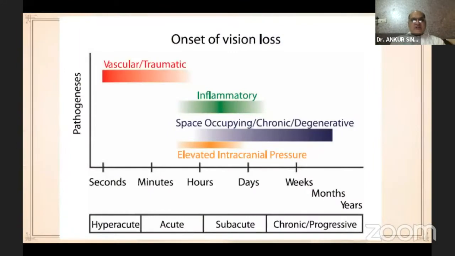The onset of vision loss is one of the most important hallmark symptoms in neuro-ophthalmology. How it sets in gives us a clue to the diagnosis. If the onset of vision loss is hyperacute and acute, probably we are having a vascular or traumatic cause. If it is acute and subacute, probably we are dealing with inflammatory or elevated intraocular pressure. If it is subacute and chronic and progressive, probably we are dealing with a space occupying lesion, or a chronic or degenerative disorder.